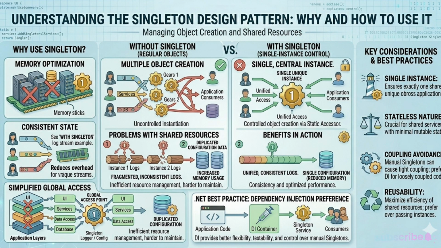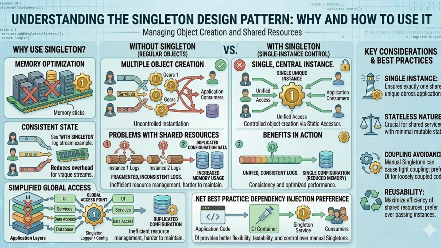Without the Singleton pattern, classes behave like regular objects, allowing multiple instances to be created freely. While this may be suitable in many cases, it can lead to problems when dealing with shared resources. For example, in a logging system without Singleton, different parts of the application might create separate logger instances, resulting in inconsistent or fragmented logs. Similarly, in configuration management, multiple instances may lead to duplicated data and increased memory usage. This lack of control over object creation can make the system inefficient and harder to maintain.